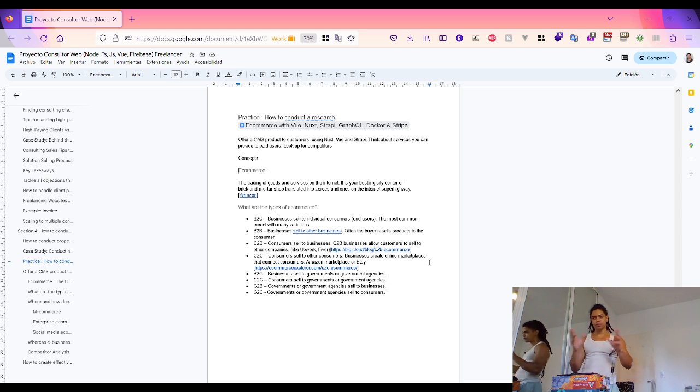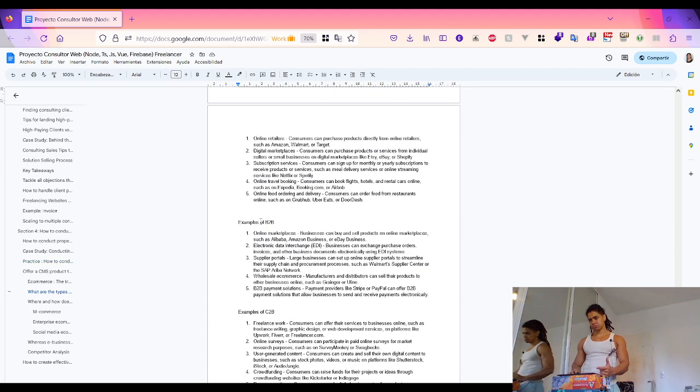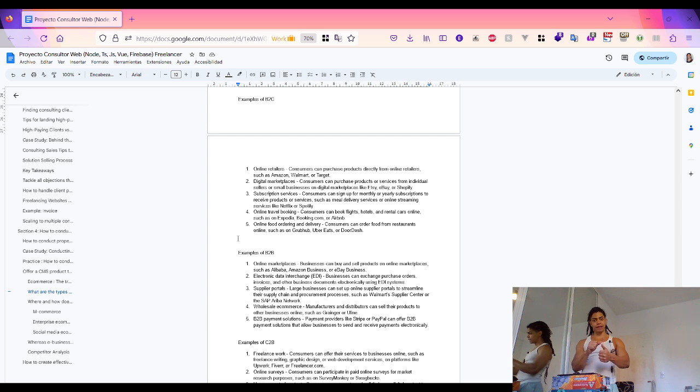business model, okay, where business offers goods and services to consumers, such as online retailers like Amazon, Costco, Target, or Walmart, digital marketplaces such as Etsy, eBay, subscription services such as Netflix or Spotify, where consumers can sign up monthly or yearly for a service or online streaming.